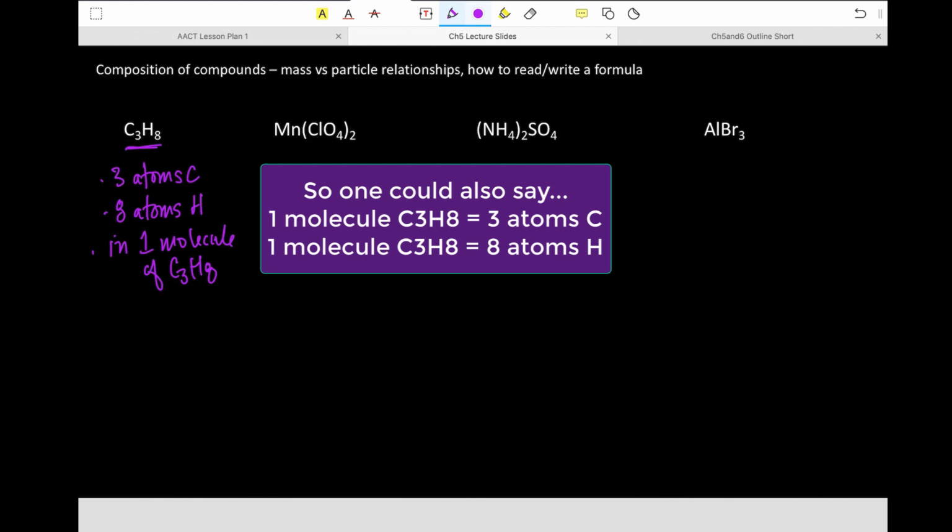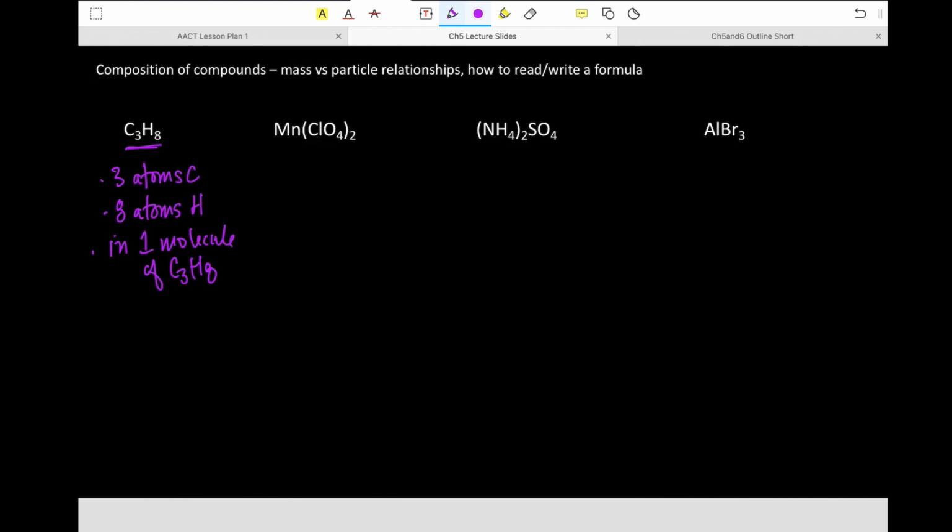Oh, does anybody sense conversion factors that we will tease out of here later? Yes, we will. But no worries, we'll come back to that later. But those are the relationships that are present there. Likewise, what we could also say is that since we know, based on our periodic table, that 3 atoms of carbon have a mass of 48.03 grams of carbon for every 8.08 grams of hydrogen, yes?